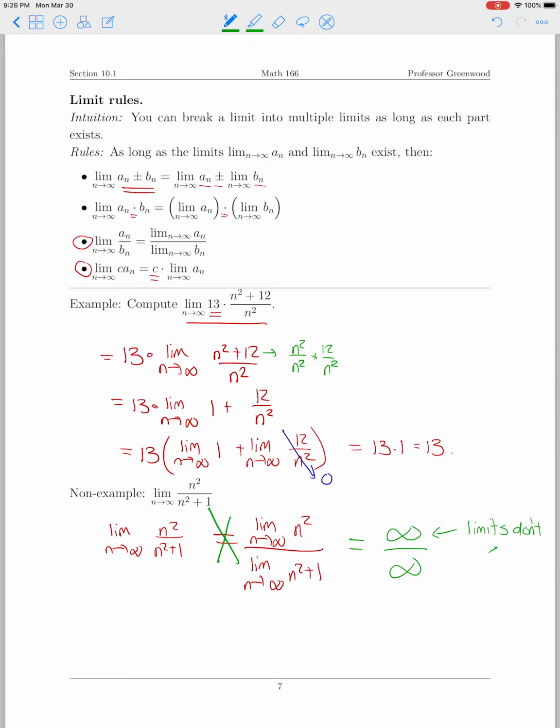Another reason we can see that this is going to be a problem is that we're used to seeing this sort of thing with L'Hopital's rule. This is an indeterminate form, and so we don't really know what this means.